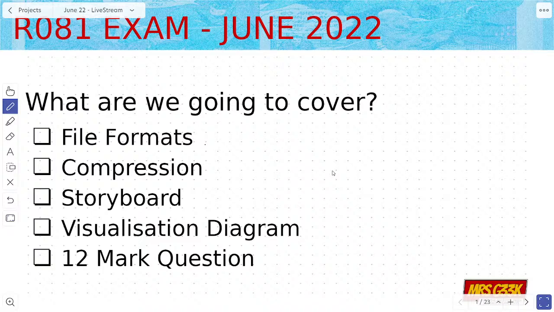So just to give you an overview of what we're going to cover in this hopefully about an hour today, is file formats, always one that comes up every time, and sort of linked to that one we're going to look at compression as well, so both types of compression. We're going to have a little look at storyboards, including what they're used for and also how to create them. And we're going to also have a look at visualization diagrams, same things, how to create them, how to use them. And then, of course, we're going to have a look at the 12-mark question, which I always figure is the game changer in this exam because it can bring you up by a whole 2 grades, which is quite a lot when it comes to your exam.